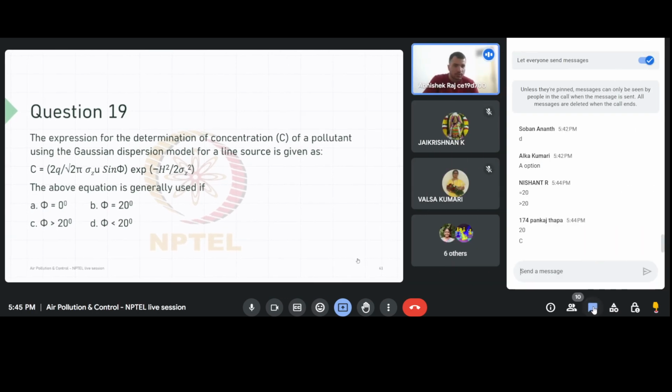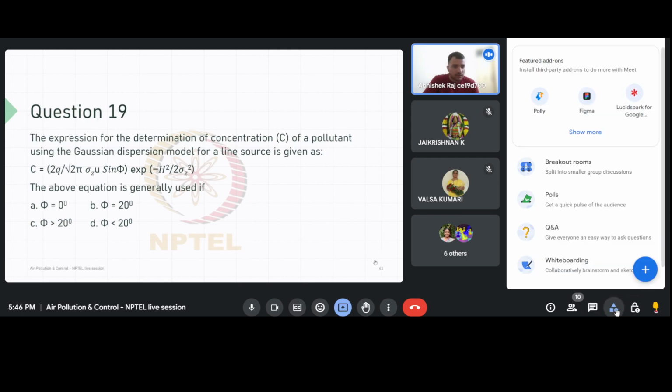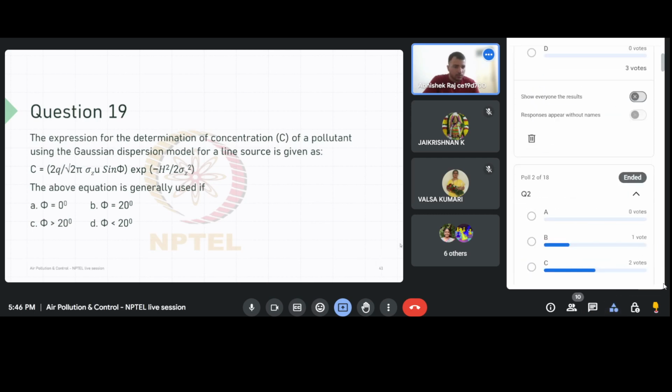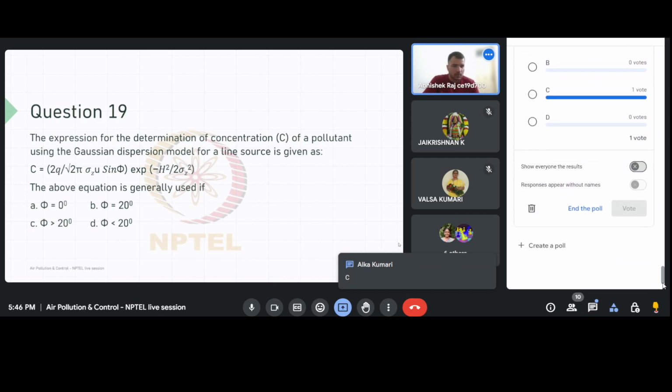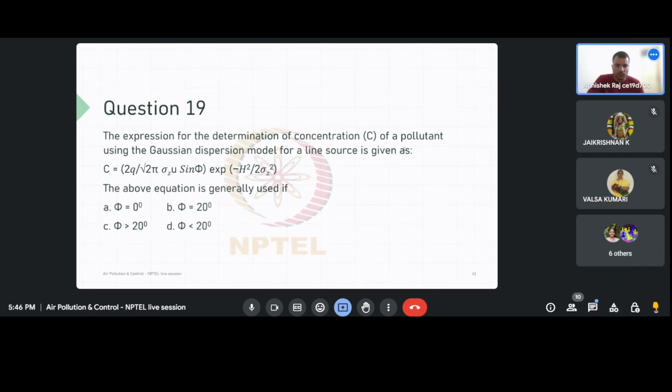The responses. Okay, so greater than 20, two people are saying. Okay, so I think almost everyone is saying correctly. So we'll close the poll. So this is the relation that they will use for finding the concentration, so the relation has been given. So that is not our concern.